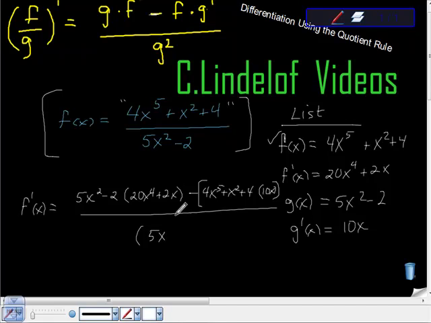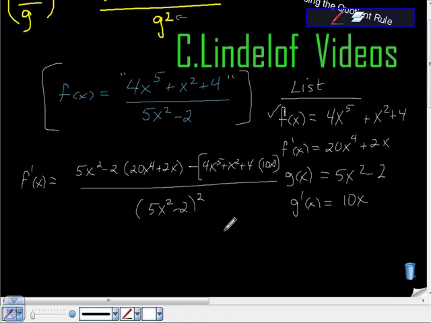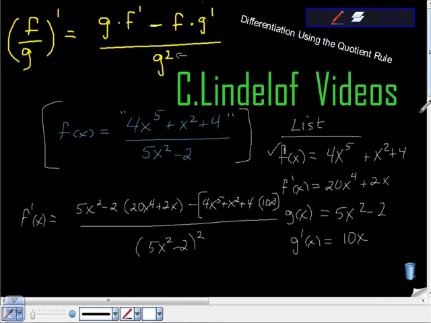So the bottom function is 5x squared minus 2, and by definition we're going to square that. So I just squared it. So this is what we have. I recognize as much as you do that this thing can be simplified, and if you have time to do that, go ahead. But I just wanted to show you how this rule applies and the pieces that you need.